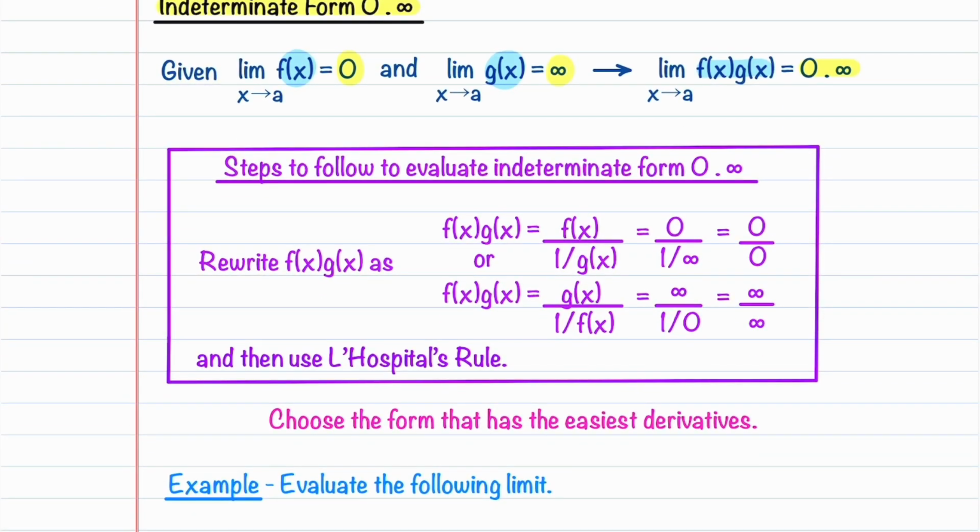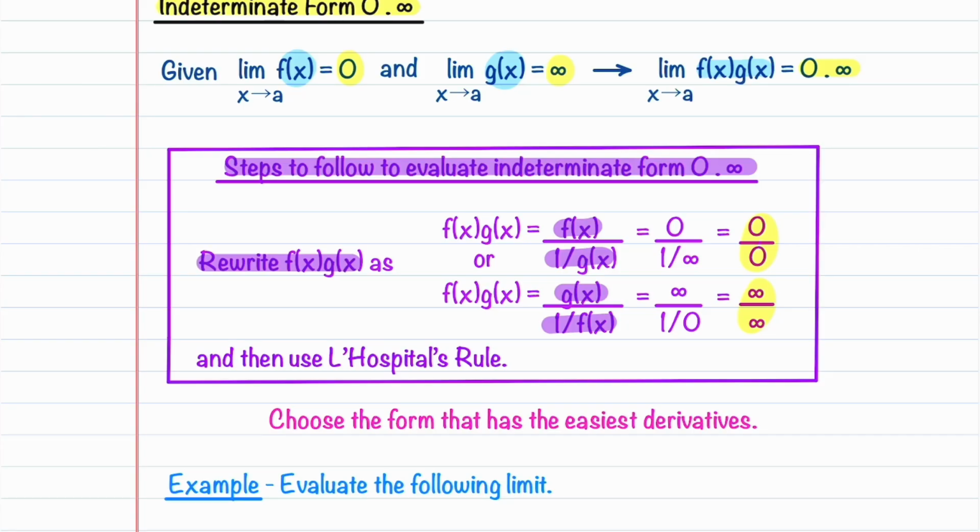I've written down here some steps that you can follow to evaluate this indeterminate form. What you're going to do is rewrite f of x times g of x as either f of x divided by 1 over g of x. That is going to give you the indeterminate form 0 over 0, which we know how to evaluate using L'Hopital's rule. Or you are going to rewrite it as g of x divided by 1 over f of x, and this is going to give you the indeterminate form infinity divided by infinity. And then you can use L'Hopital's rule.